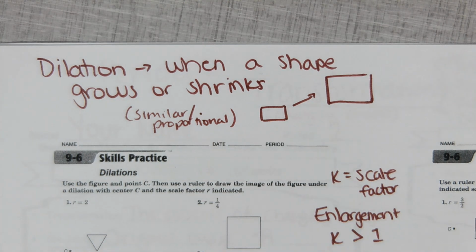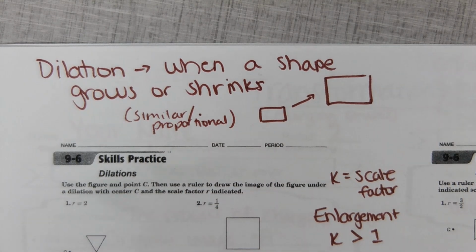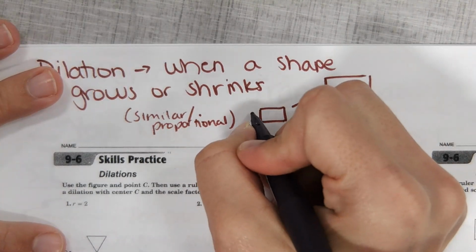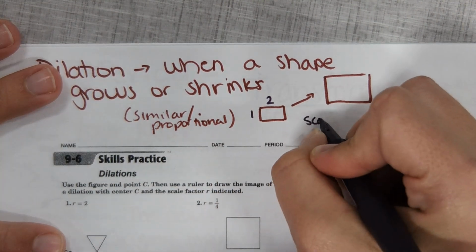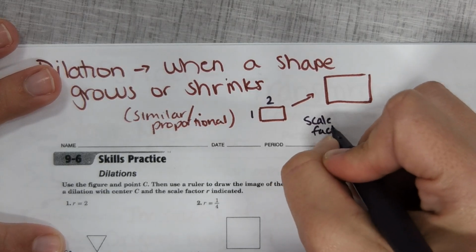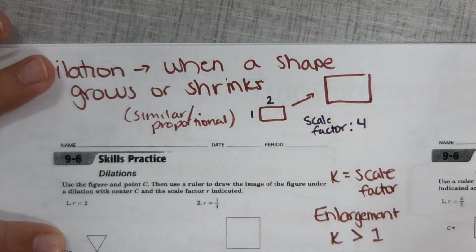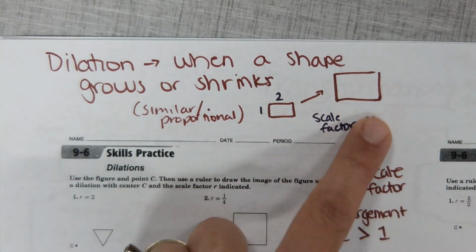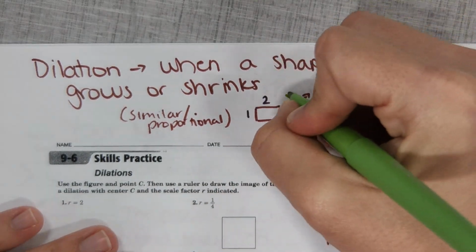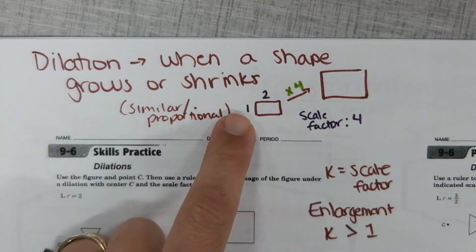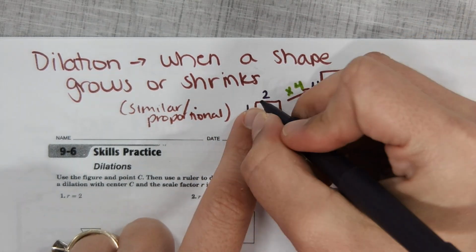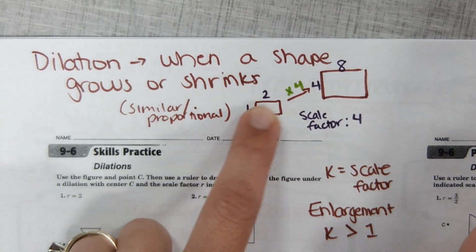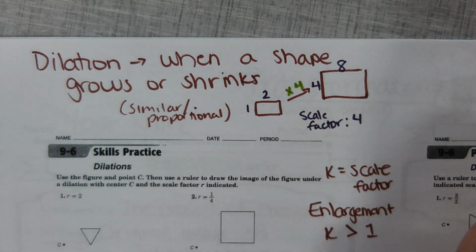Okay, so as this shape grew, it's proportional to the new one, meaning if these dimensions are like 1 and 2, and the scale factor is, let's say, 4, you would multiply these side lengths by 4 to get the side lengths of this. So 1 times 4 would be 4, and 2 times 4 would be 8, and you get the dimensions here. So it's related through multiplication, like the side lengths.